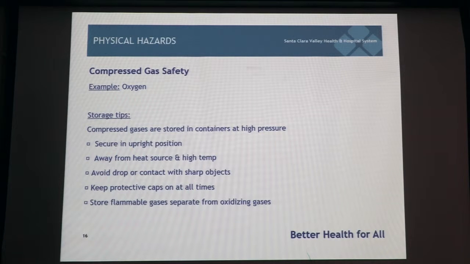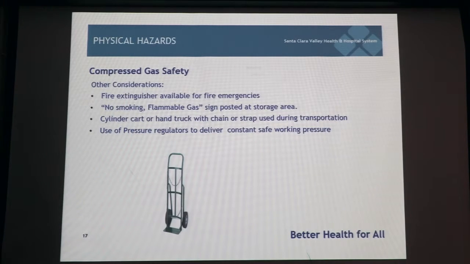If you get a hole in a gas container, it could become a missile. So that's why they're very fragile. Make sure there are fire extinguishers available for emergencies. No smoking, flammable gas signs posted at the storage area. Anytime we move cylinders, they need to be on a cart or a hand truck. And when we're using the gas out of a compressed gas cylinder, you need to have a pressure regulator.